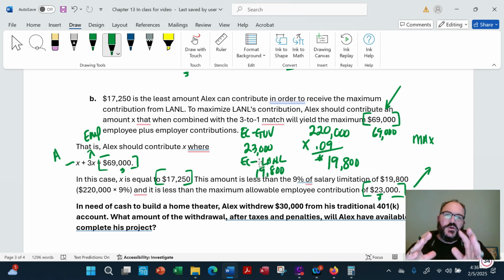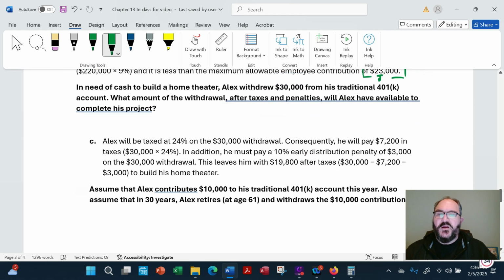And what he wanted to know is what's the least amount of money he can put in to get all the money he can. Well, the most money he can is the $69,000. So even though he's allowed to put 9% because of his salary, it goes over. When you add them all together, it goes above the $69,000 or the $23,000. So that's why he had to do that. Okay? All right, next question here.